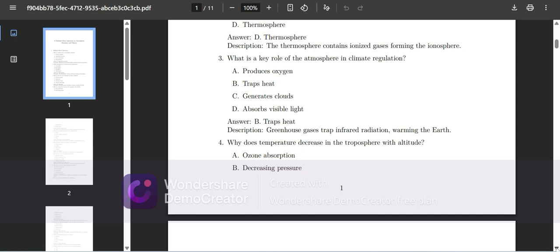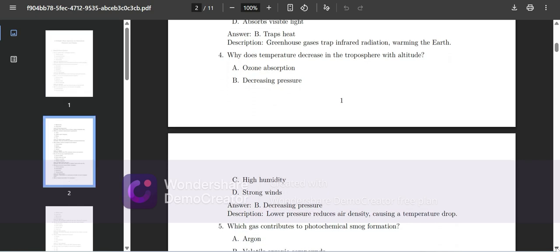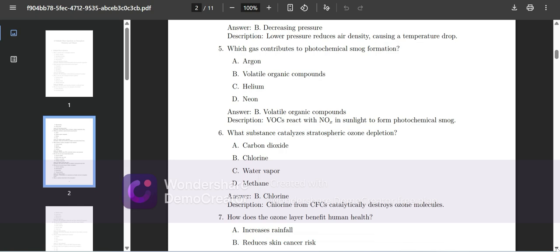Why does temperature decrease in the troposphere with altitude? Decreasing pressure. Lower pressure reduces air density causing a temperature drop. Which gas contributes to photochemical smog formation? Volatile organic compounds. Volatile organic compounds react with nitrogen oxide in sunlight to form photochemical smog.